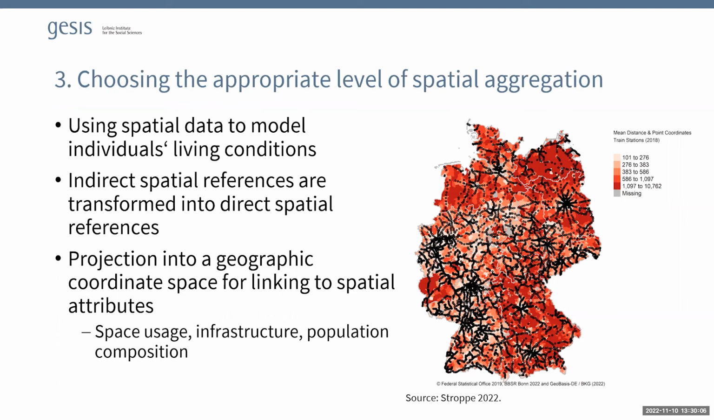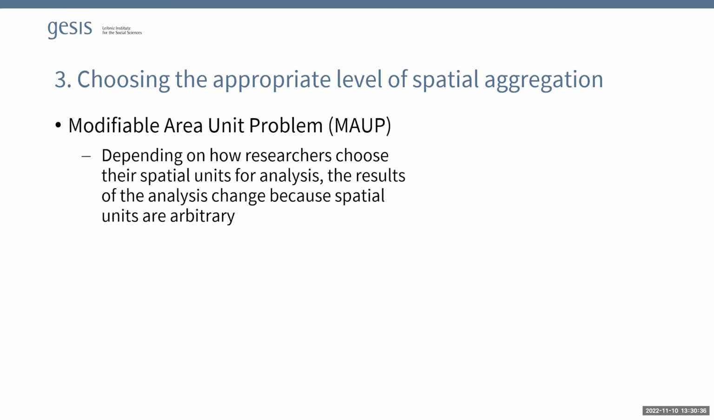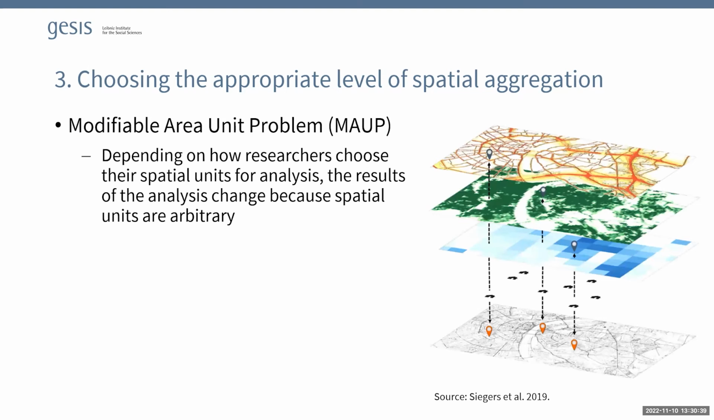And what social scientists are then interested in is spatial data about space usage, infrastructure, population composition, and distances. I won't talk too much about distances because what interests us today is the problem of choosing the appropriate level of spatial aggregation. So what is the problem here? It's called the modifiable areal unit problem, and I can show you a small map where you can see the problem. So the problem is, depending on how researchers choose their spatial units for analysis, the results of the statistical analysis change, because spatial units and spatial data are to some extent arbitrary.